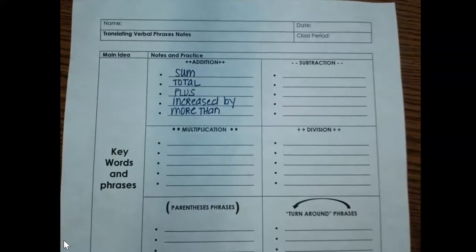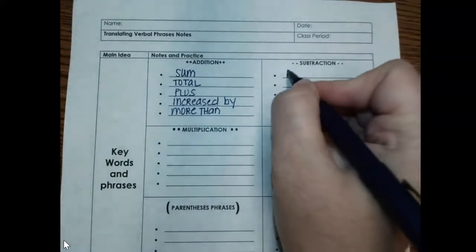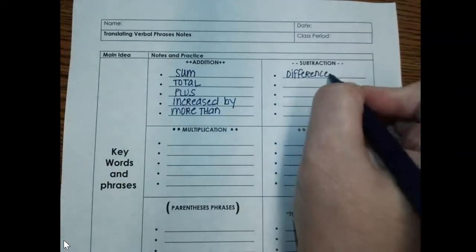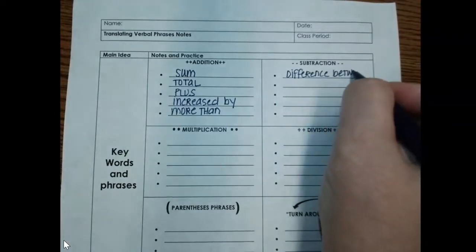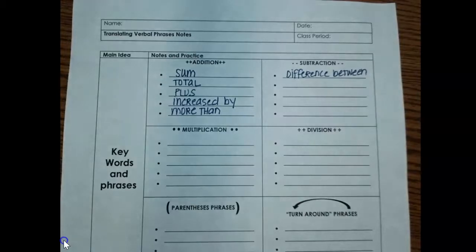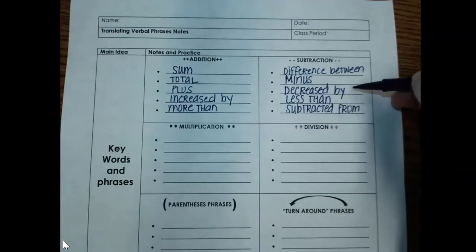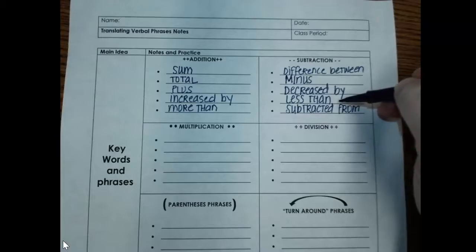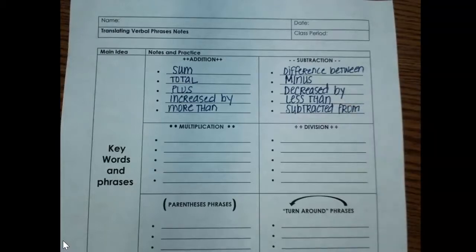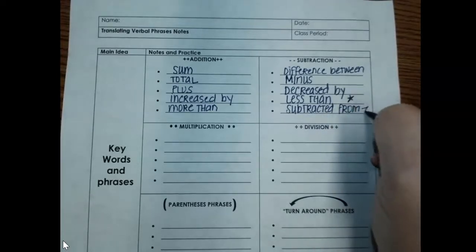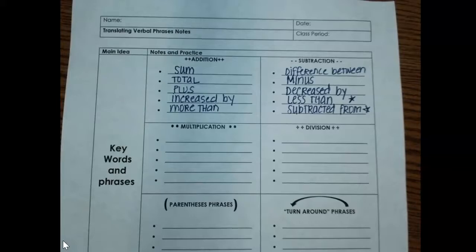For subtraction, we have difference between, and we have minus, decreased by, less than, and subtracted from. So in this list, these last two, less than and subtracted from, let's go ahead and star these. They have an important aspect to them. We're going to come back and talk about them in just a couple minutes.